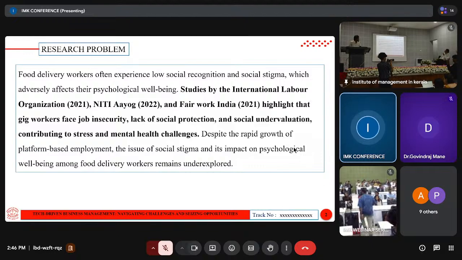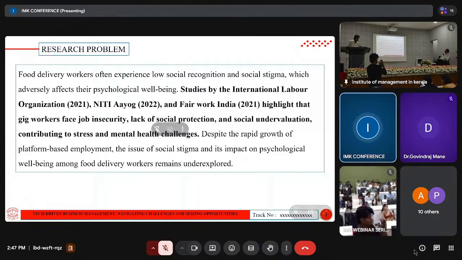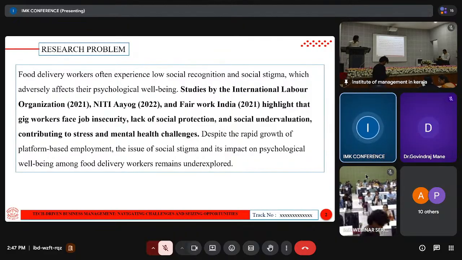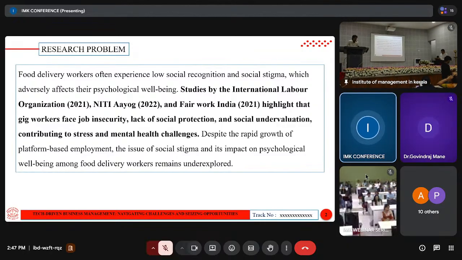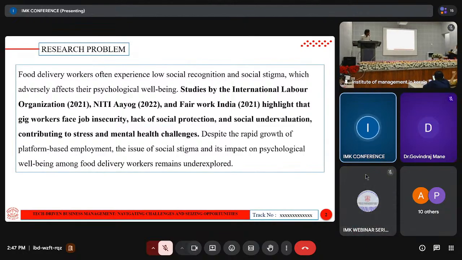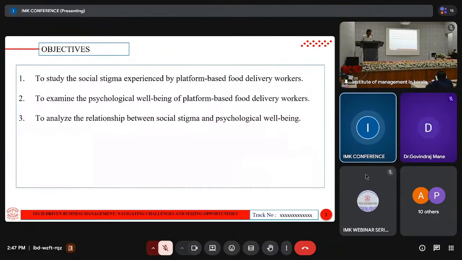Moving on to the research problem. Food delivery workers often face low social recognition and social stigma, which adversely affects their psychological well-being. Studies from ILO, NITI Aayog and Fair Work India highlight that workers face job insecurity and lack of social protection, contributing to stress and mental health issues, despite the rapid growth of platform-based employment. The study analyzed the relationship between social stigma and psychological well-being.